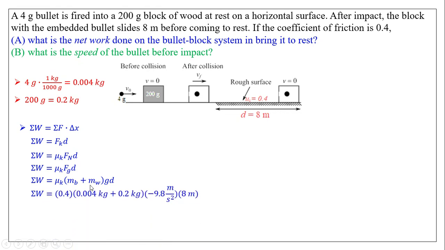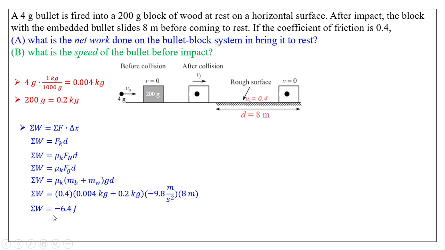All right, we know everything. Coefficient is 0.4, mass of the bullet is 0.004, and then plus the mass of the wooden block is 0.2. Here, G is negative 9.8, and then D here is 8 because it's given to us. So if you punch all this in your calculator, you should get a value of about 6.4.